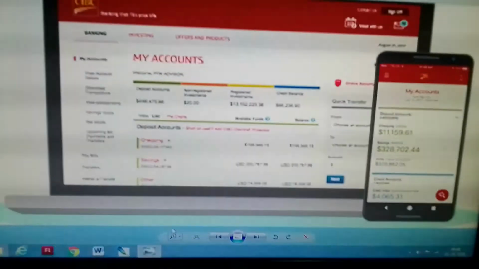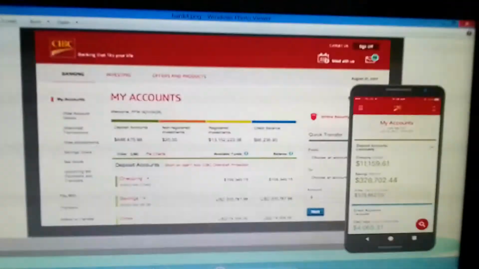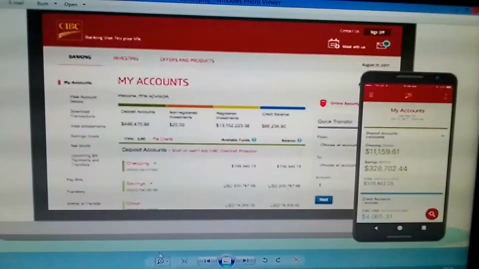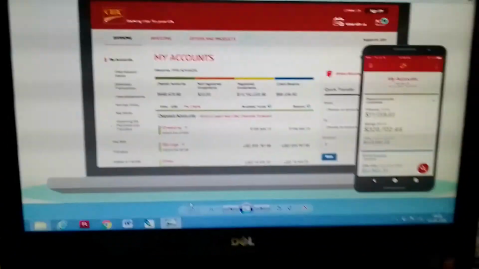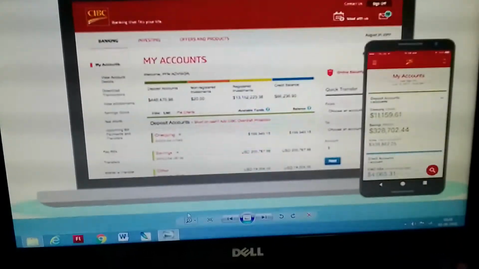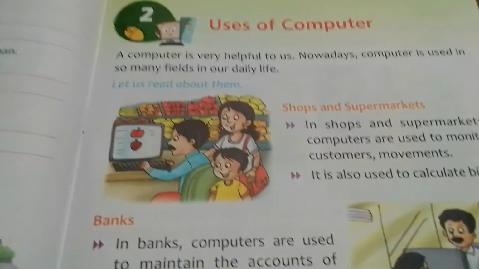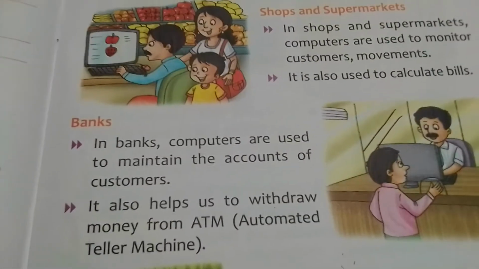So we have seen how computers are used in banks. So children, today we have learned how computers are used in shops, supermarkets and banks.